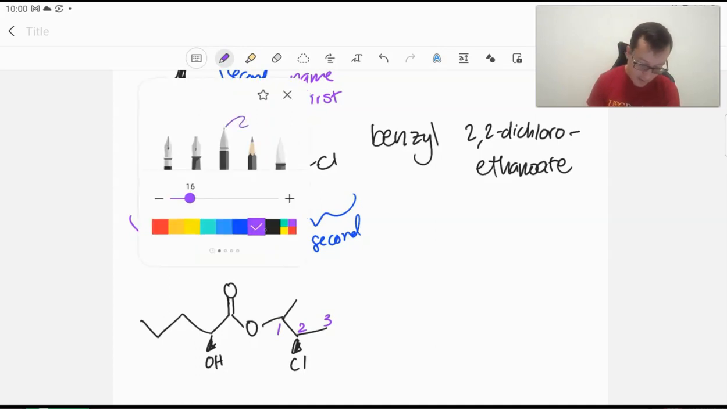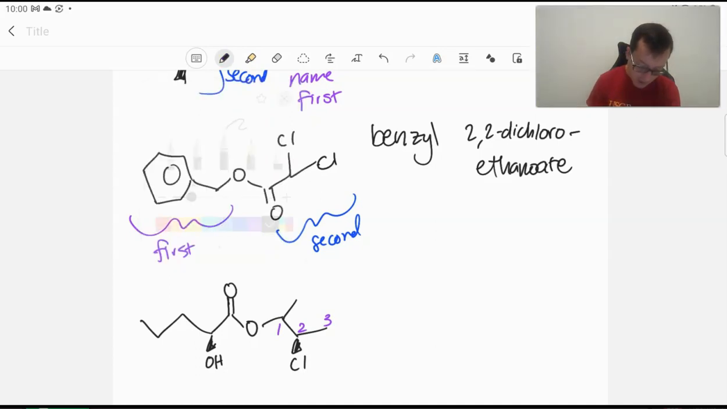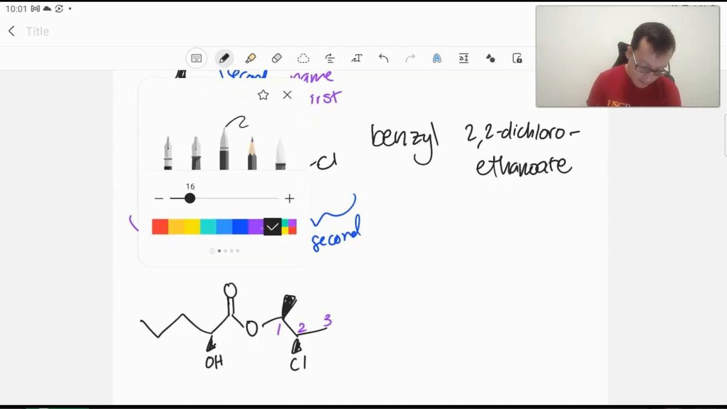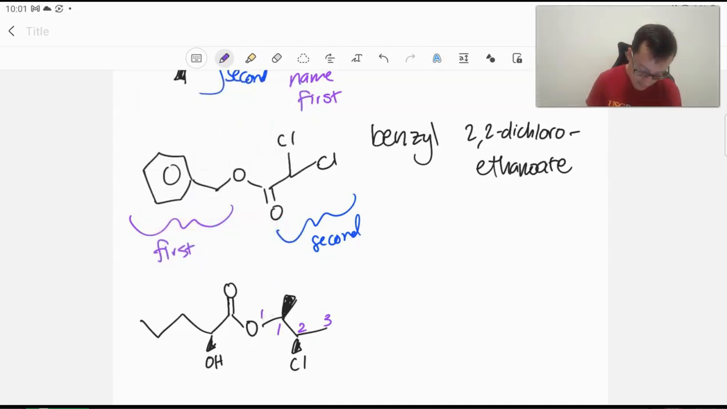And in this case, we have a methyl group without stereochemistry. Shame on me. Here, let's make them all wedges. That's going to be fun. So we've got a methyl group on carbon 1. We've got a chloro on carbon 2. If we look at the priorities here, I should use a different color.